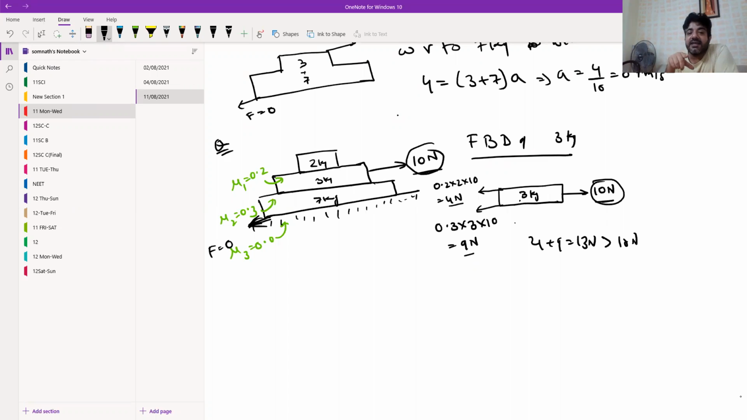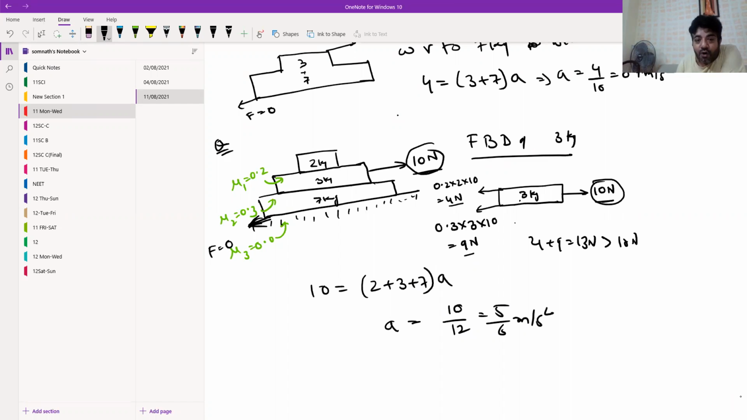The same thing happened here also. 10 Newton force is not sufficient to pull out the 3 kg block from them, but they all move together now due to that 10 Newton force. So my 10 Newton force is responsible for 2 plus 3 plus 7 into acceleration. Acceleration is 10 by 12, that is 5 by 6 meter per second square. All together move forward with that much acceleration. Okay. Yes, sir.